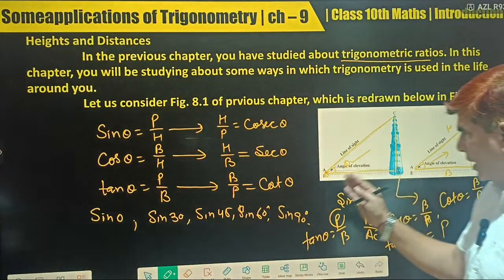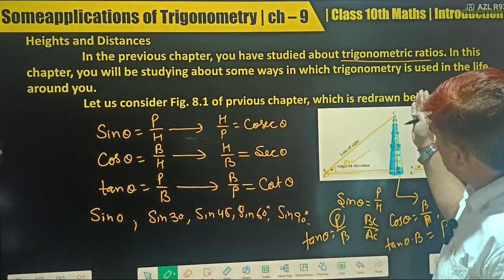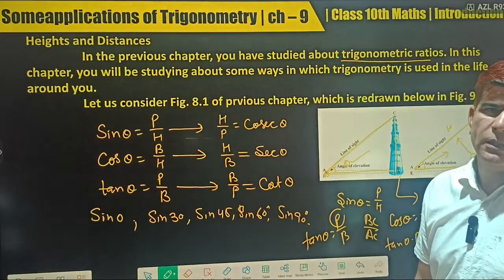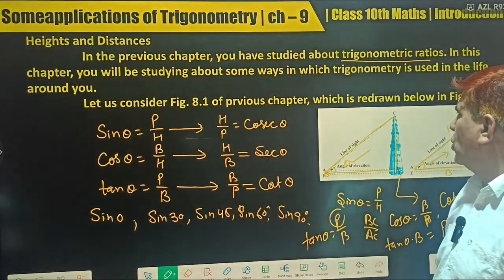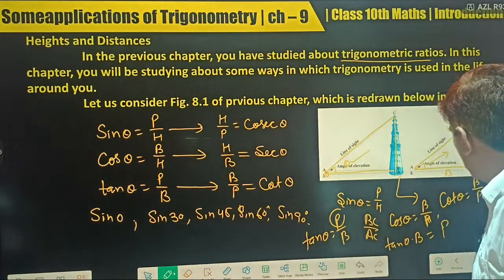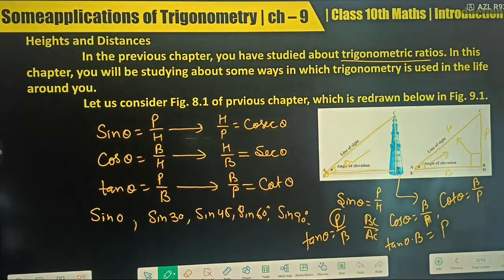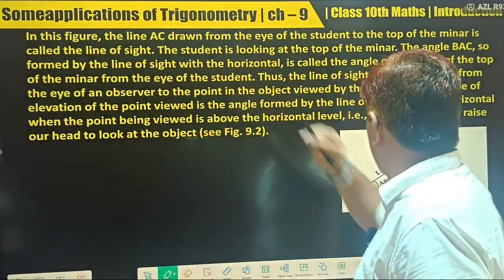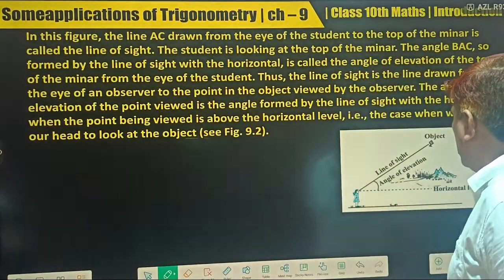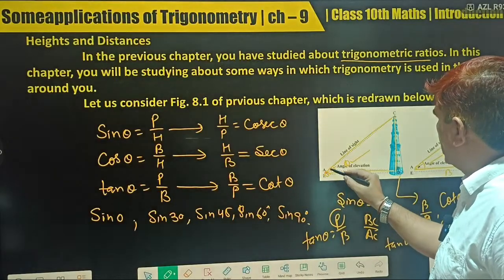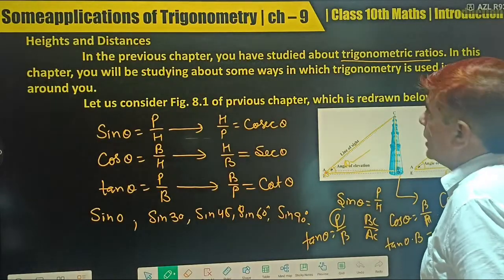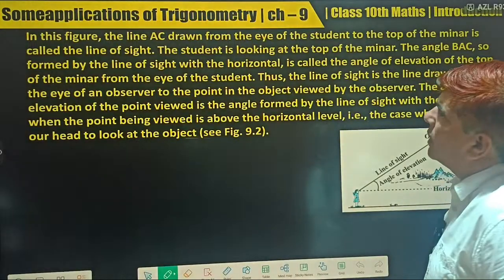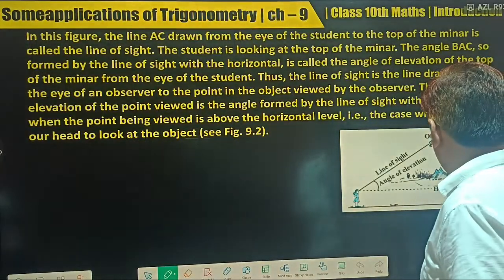If someone is standing downside and looking upside at an object, then that angle is known as the angle of elevation. Here also, in this figure, the line AC drawn from the eye of the student to the top of the minar is called the line of sight.